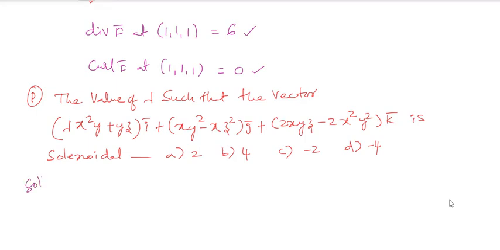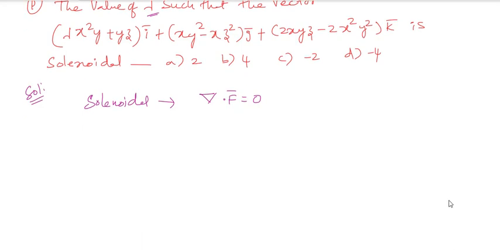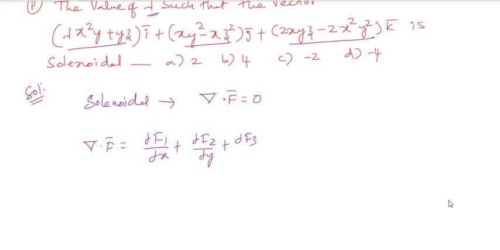So you know what solenoidal means. They gave the vector, right? Solenoidal means divergence is equivalent to 0. So del dot f bar is equivalent to 0. Calculate del dot f bar and make it equal to 0. This is your f1, f2, f3. Del dot f bar is dou f1 by dou x plus dou f2 by dou y plus dou f3 by dou z.